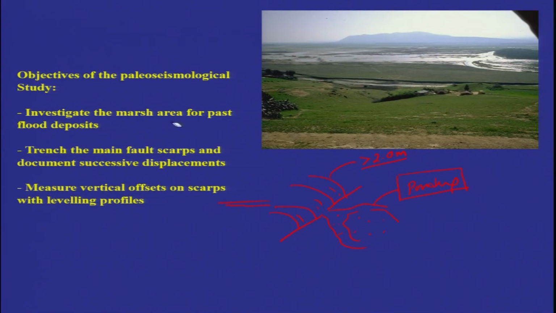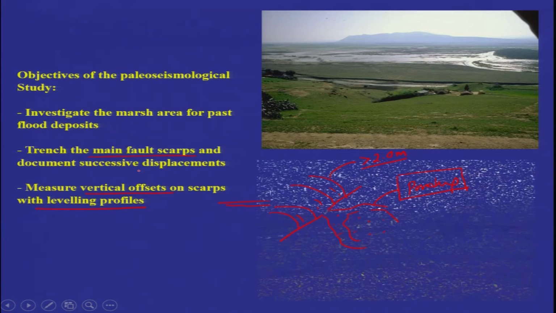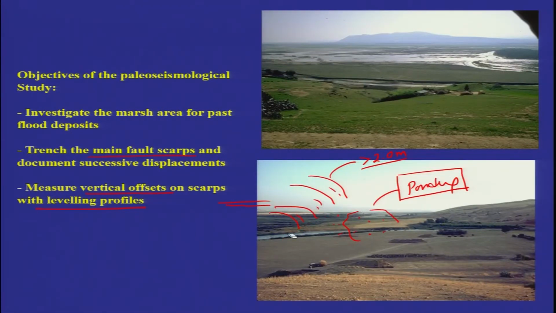So the investigation was on the marshy area: trench the main fault scarp, document successive displacement, and measure vertical offset with leveling. Initially they identified the offset or displaced area, and did profiling of that area. Based on that, they were able to identify that they had the cumulative scarp. So the trench was across the main fault scarp to document the previous displacements. This was the area where they put the trenches.